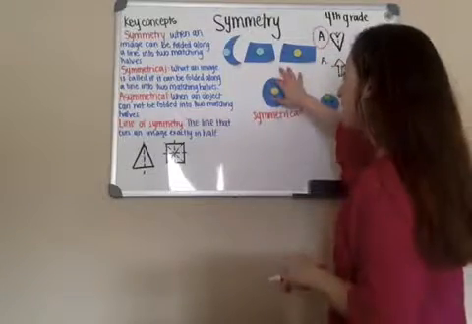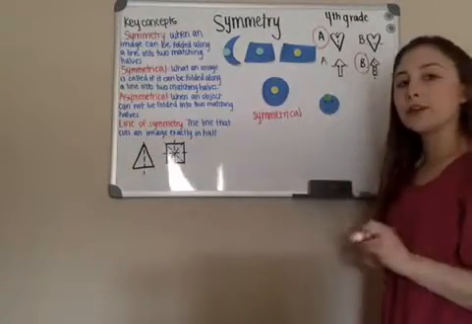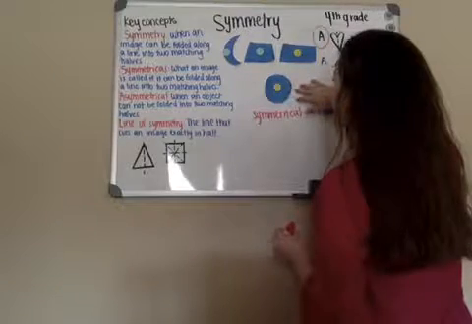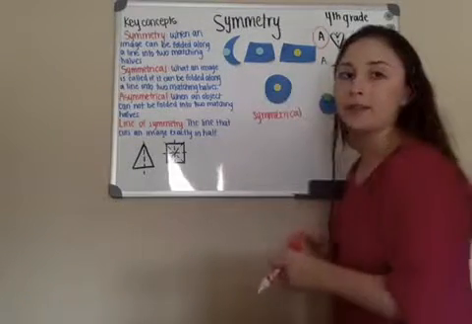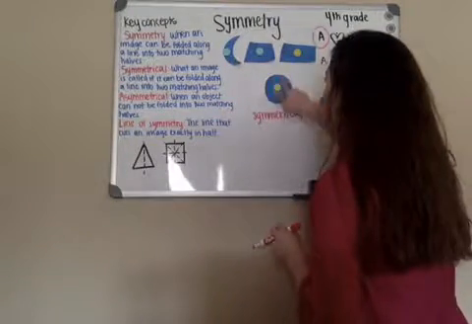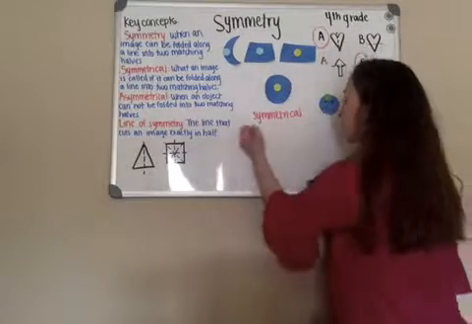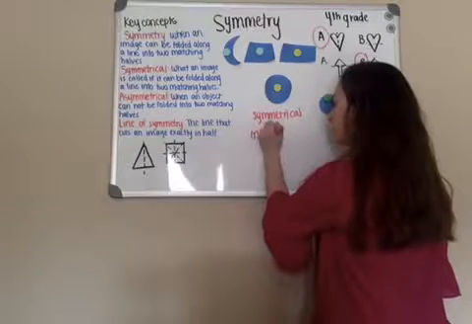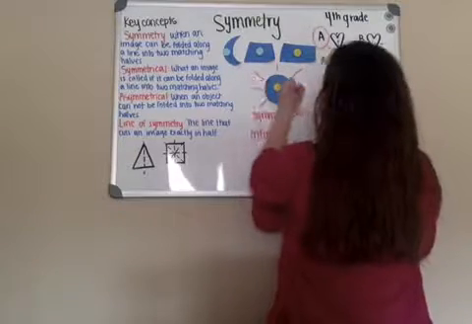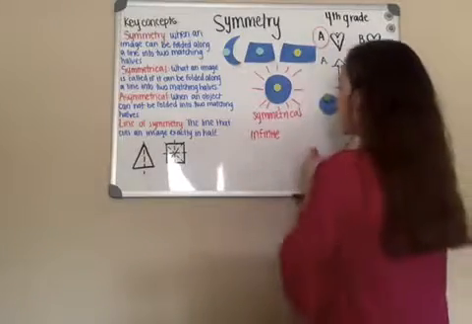Can anyone show me the lines of symmetry on this one? All right, so this one is a little bit tricky. On this one, if a line goes directly through the center, there is an infinite amount of lines of symmetry. So as long as the line goes through the center of the circle, there are a lot of lines of symmetry. And that is called infinite. And that means we can go this way, we can go this way, this way, this way, and so on. As long as it goes through the center of the circle, it is a line of symmetry.